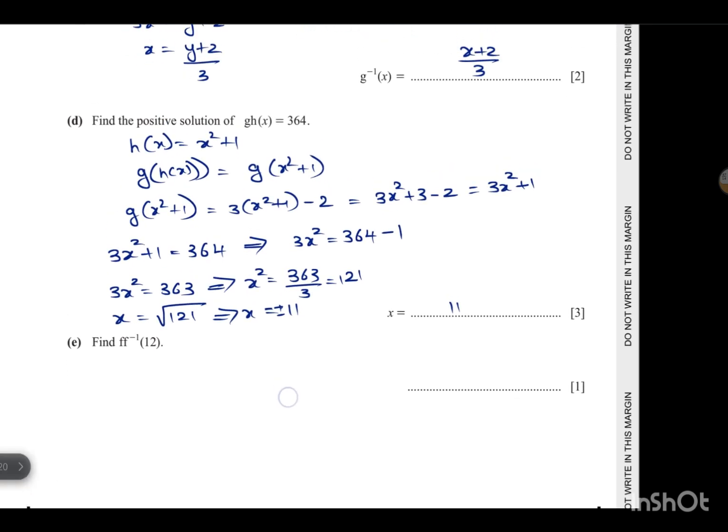Question number E. It's a very simple question but seems to be difficult. F of f inverse of 12 will be what? Whenever an inverse function with its same function is given, that cancels itself, so the answer will be the value. So here it's 12.